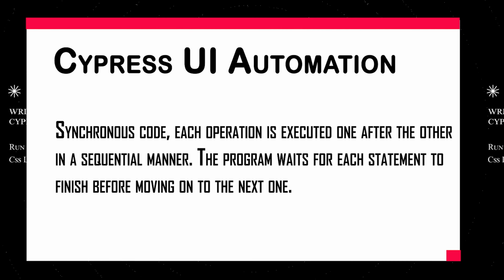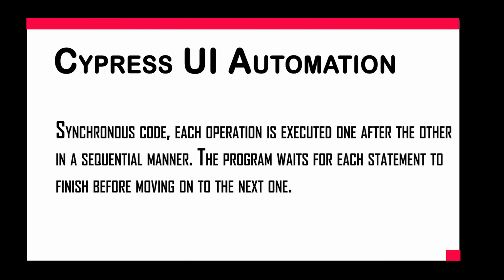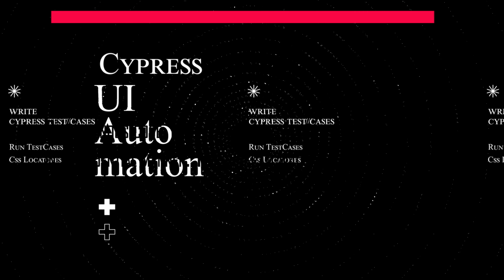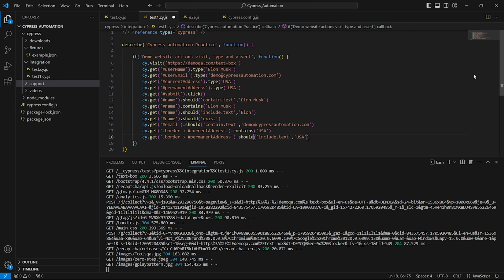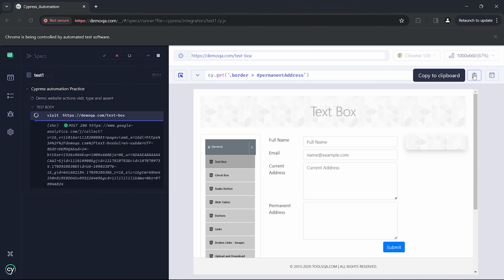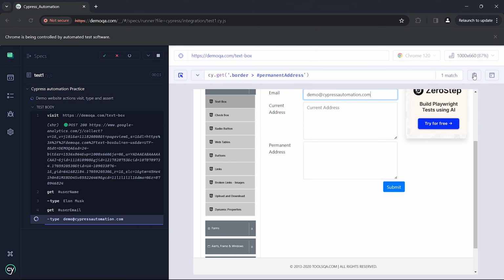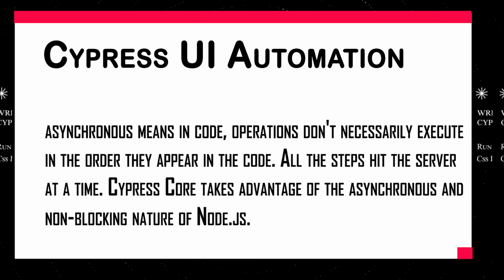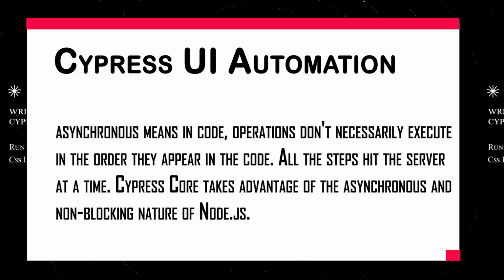In synchronous code, each operation is executed one after the other in a sequential manner. The program waits for each statement to finish before moving on to the next one. Here we can see in our code, each execution is done one by one. After the first execution is done, then the second execution starts. But asynchronous means in code, operations don't necessarily execute in the order they appear in the code. All the steps hit the server at a time.